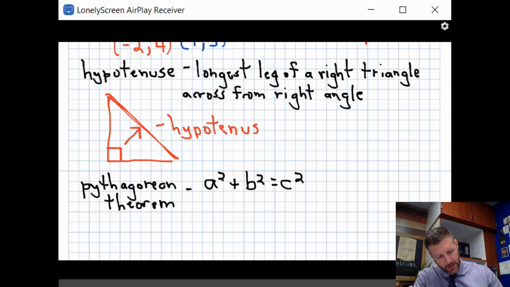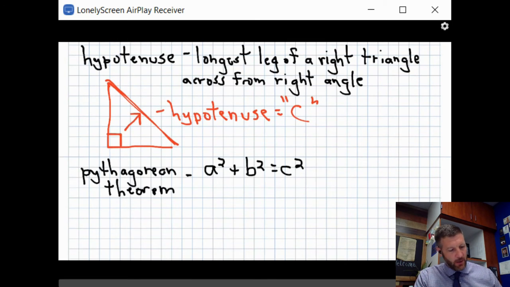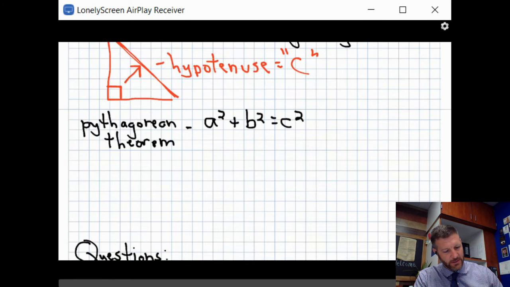You could also note that a lot of times it's designated with the letter C. A lot of times the letter C denotes the hypotenuse. We're going to see that's important in this lesson when we start talking about the length of lines within the coordinate plane. And that takes us into the Pythagorean theorem, which is a way to solve the side lengths of a right triangle. And so you get this famous formula, a squared plus b squared equals c squared.